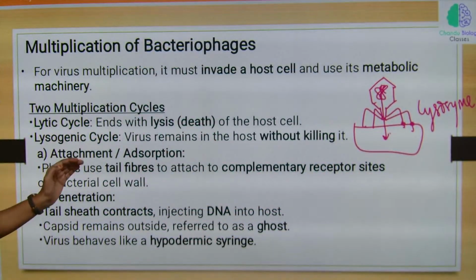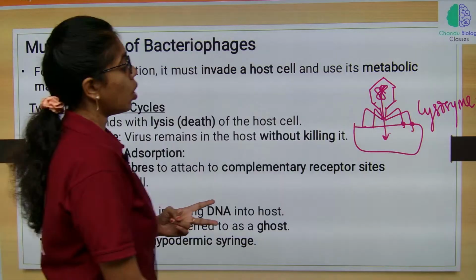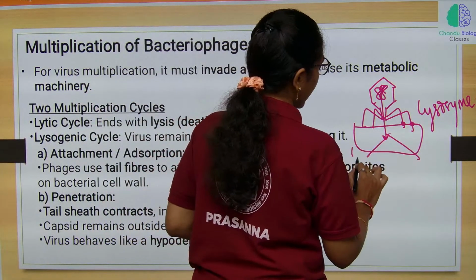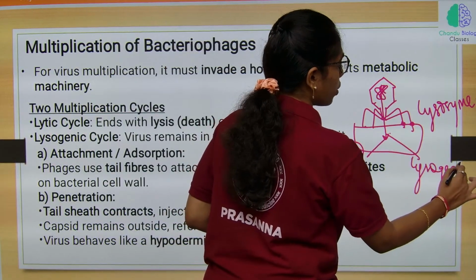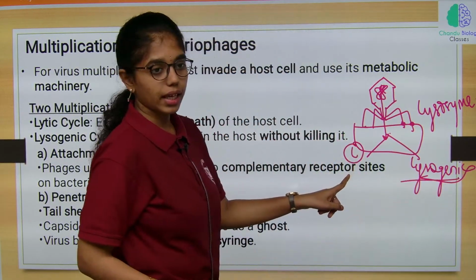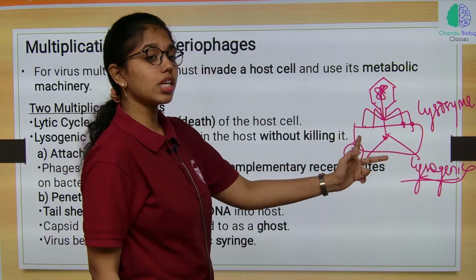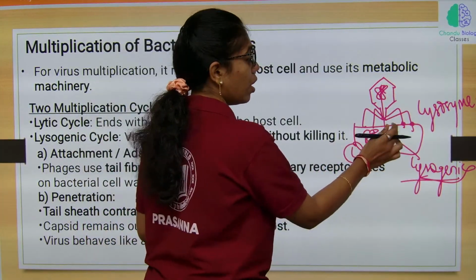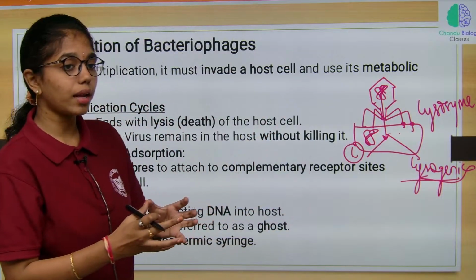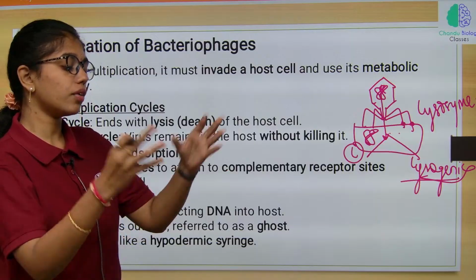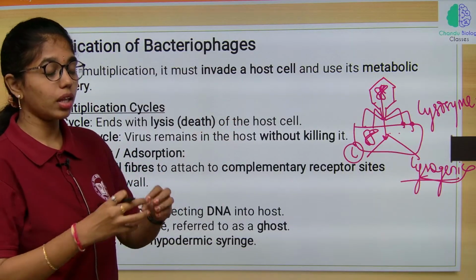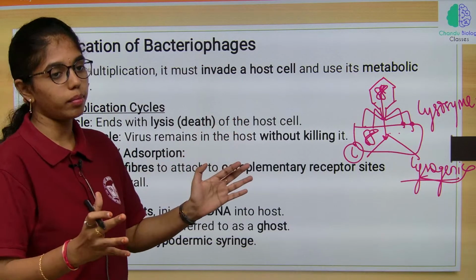So this multiplication is of two types. One is the lytic cycle and the other is the lysogenic cycle. In the lytic cycle, without association with the bacterial genome, the viral genome will use the cellular machinery, it will divide, it will lyse the host cell and come out. All the viral particles will come out, lysing the bacteria.